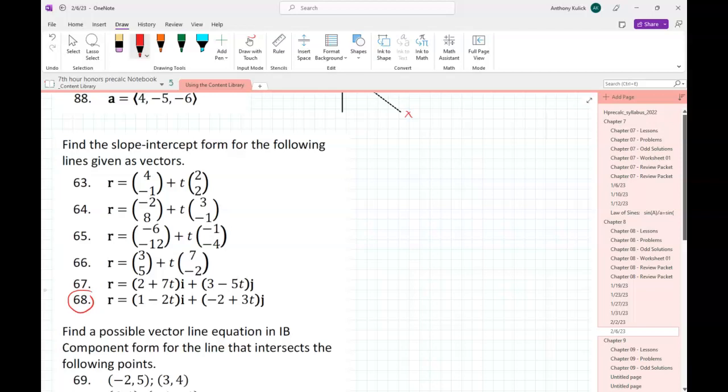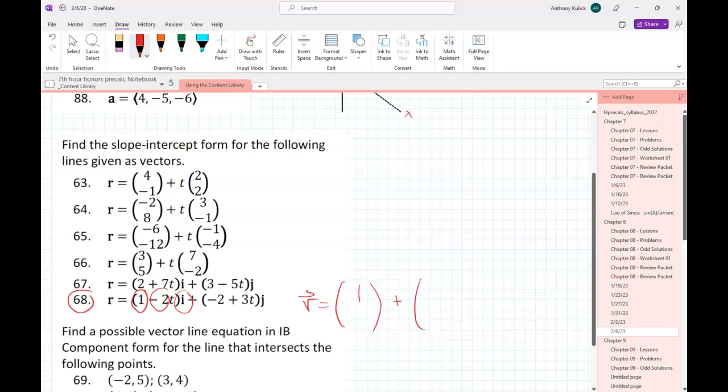So what I remember is that the I vector is like the x components. So I have an x component without a t and then an x component with a t. Okay with that, Morgan? Yeah. And then the same thing here. I have a y component without a t and a y component with a t. So that's my IB component form.